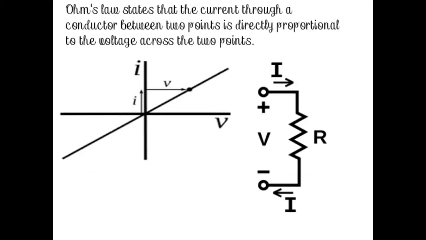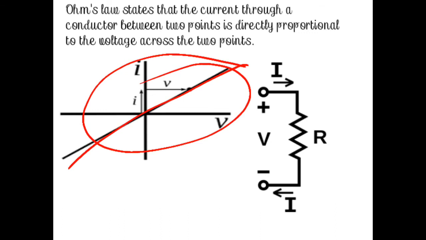So let's move. There are laws of resistance. The law for resistance, or Ohm's law, states that the current through a conductor between 2 points is directly proportional to the voltage across the 2 points. So the current flowing through these 2 points is in direct proportion to the voltage across the 2 points. This is a diagram explaining what Ohm's law states.